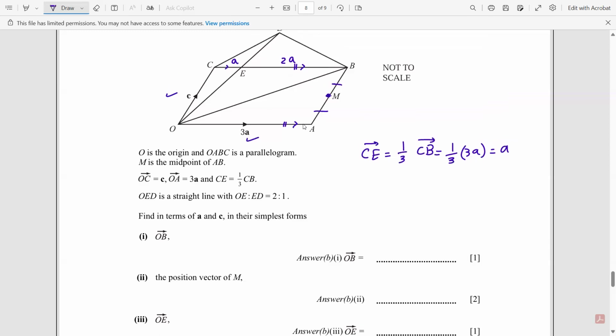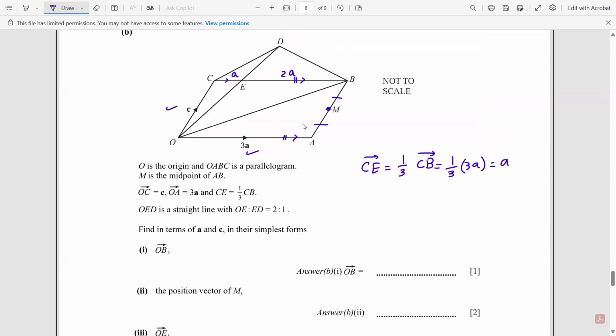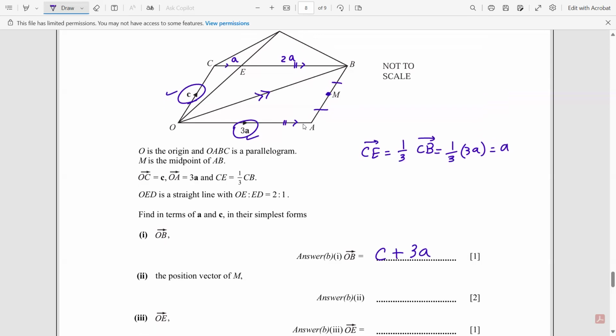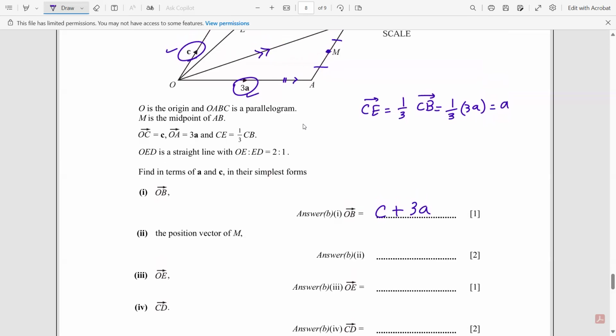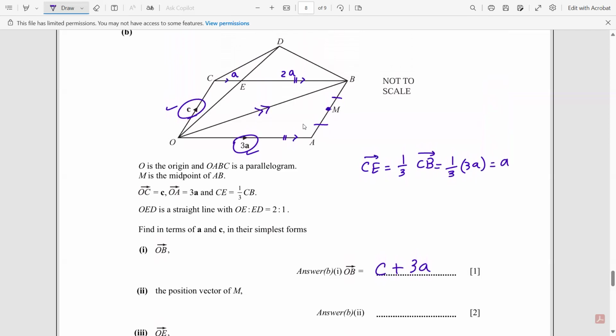The vector OB now, where is the vector OB? Yes, the vector OB, the diagonal. Always the diagonal of a parallelogram is the sum of these two vectors, always like this. The OB is simply C plus 3A, or if you want to say 3A plus C, doesn't matter. Addition is commutative. Position vector of M. Position vector of M is simply OM, yes? So this vector OM, how can you find it?